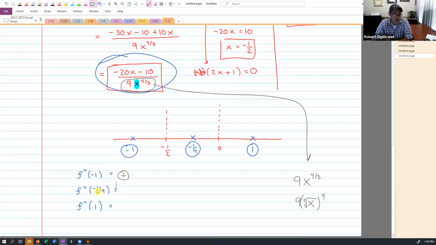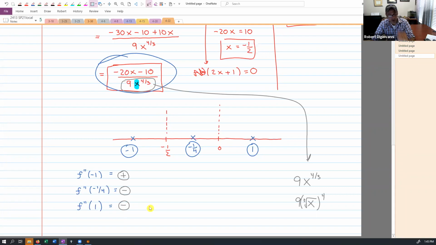What about -1/4? What's -20 times -1/4? Positive 5. Take away 10, -5. Negative. So negative. And if you plug in 1, -20, take away 10, -30. So you have negative. Ooh, it didn't switch. You see that? It didn't switch.